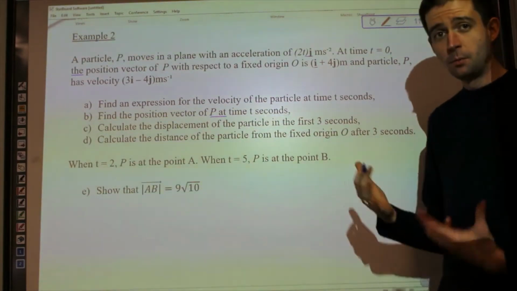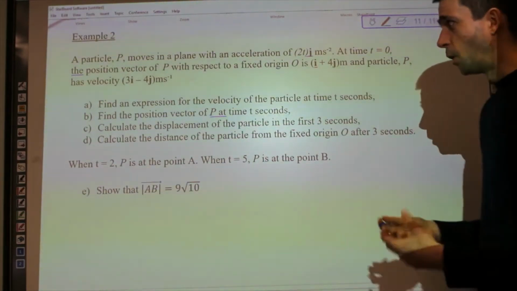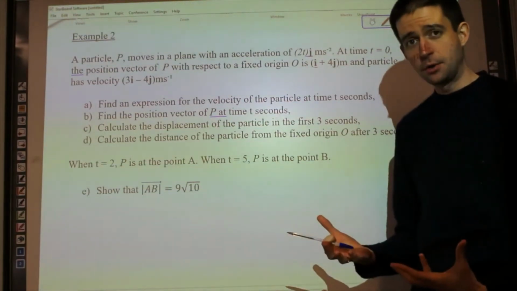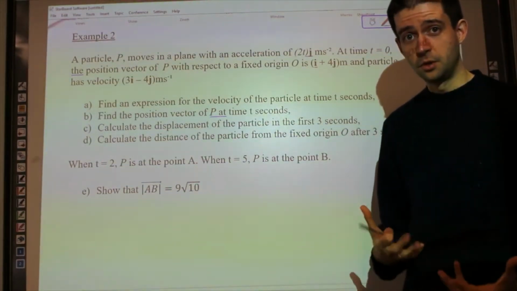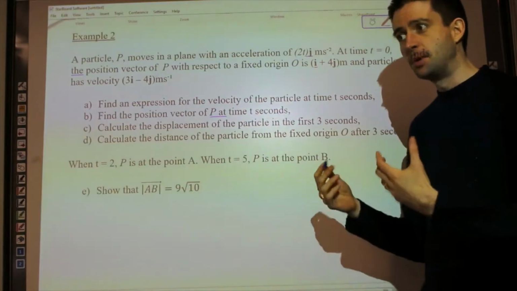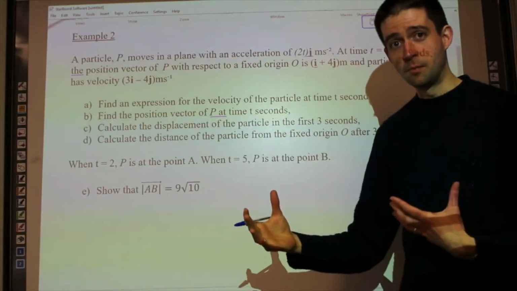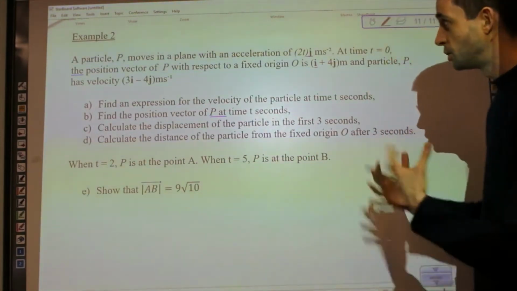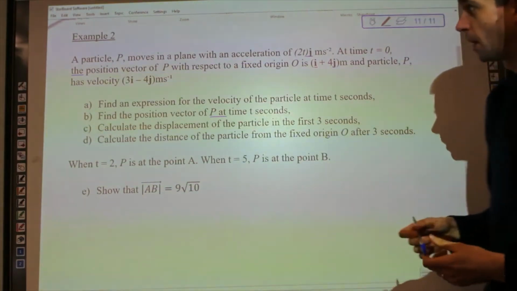What we learned when looking at example 1 was that you apply calculus in the same way as you would if it was not in vector form, but you treat the i component and the j component separately. So here we have a second example with a little bit more going on.